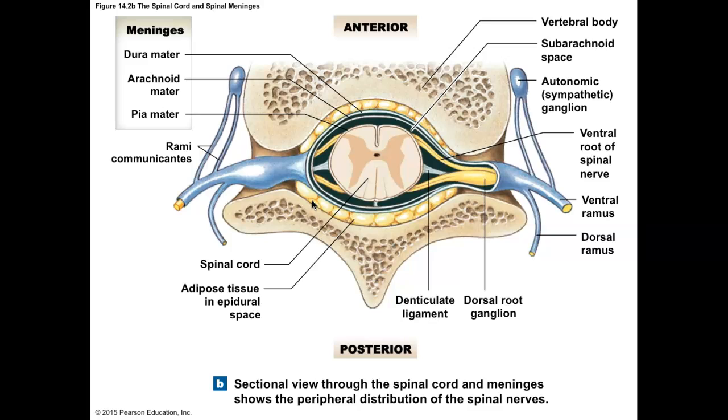We don't have a padding of fat between our brain and the skull, but we do have a padding of fat here in the vertebral column, and this is known as the epidural space, okay? So notice we have adipose tissue in the epidural space. That epidural probably sounds familiar to you because there is a procedure called epidural. So we're going to talk about an epidural and the spinal tap in just a second.